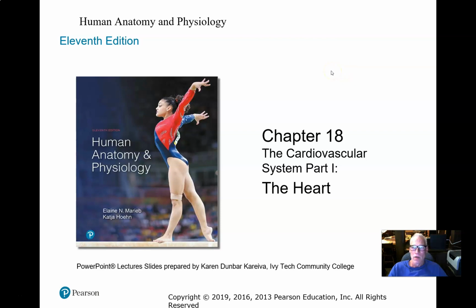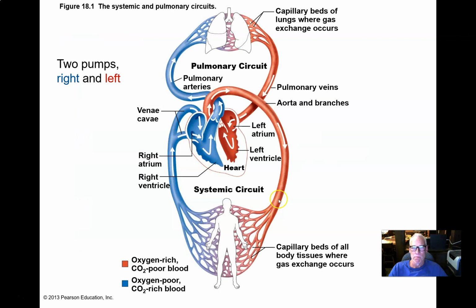Okay, now that we know something about the blood, which is the medium that carries nutrients and oxygen and CO2 and so forth and waste around the body, we're going to have to propel that stuff, and that's what this chapter is all about. Here's a diagram of the circulation, which is kind of helpful to start right out with.